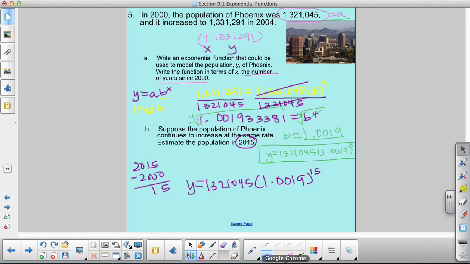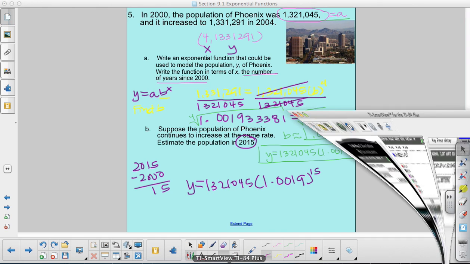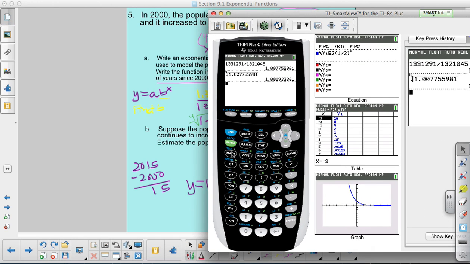And I'm going to show you how to do this on your calculator because I want the most accurate answer possible. So we're actually going to use the entire b value from before. Okay, so we are going to do 1,321,045 times our b value, which was 1.0019. We're going to go up arrow to get that and hit enter.